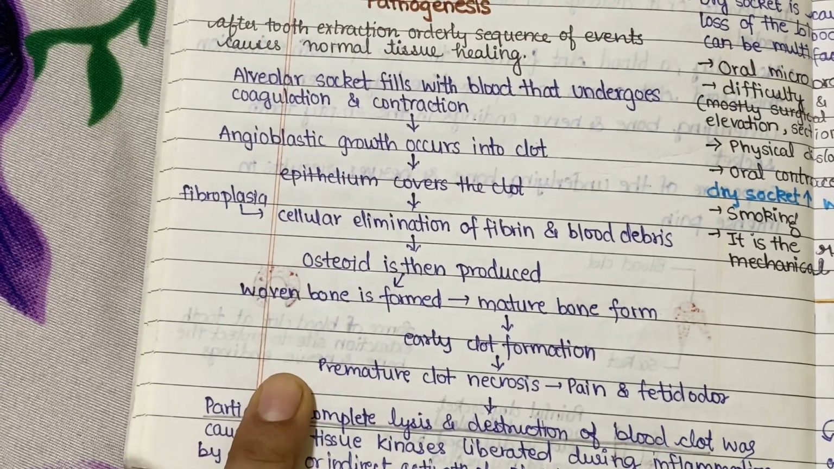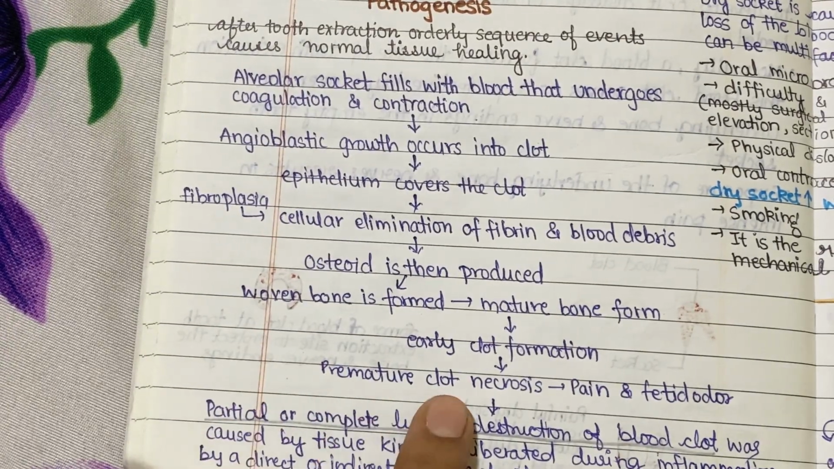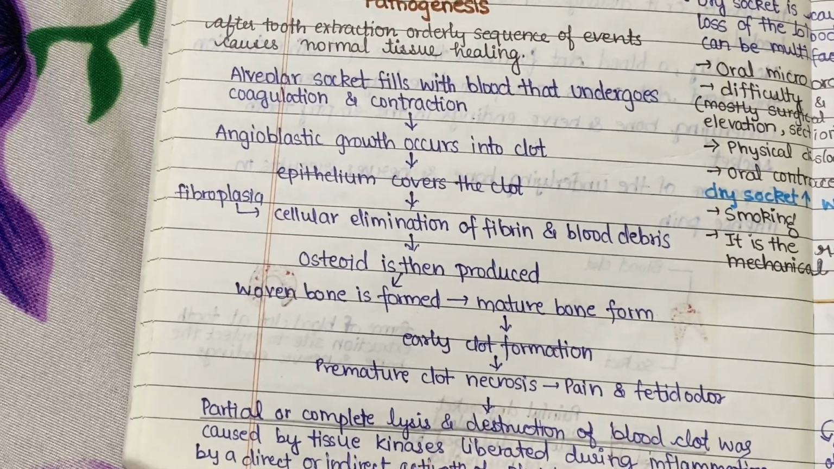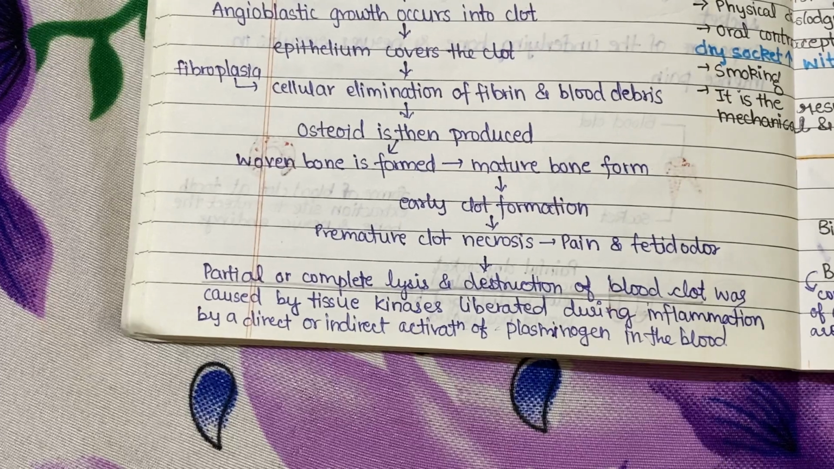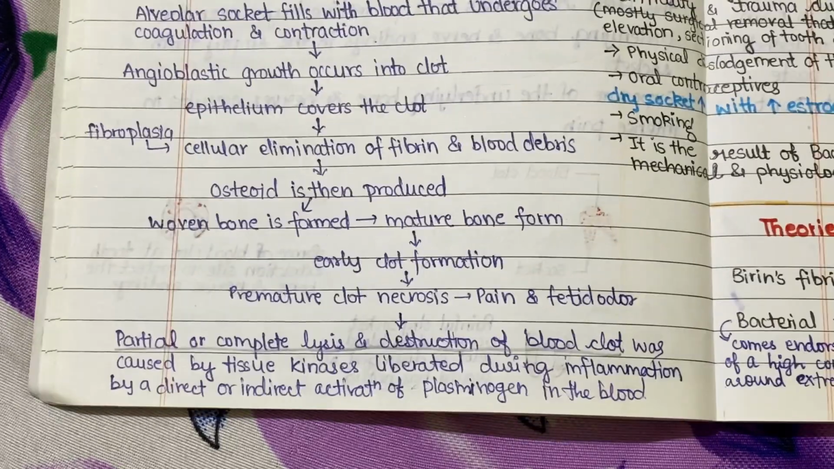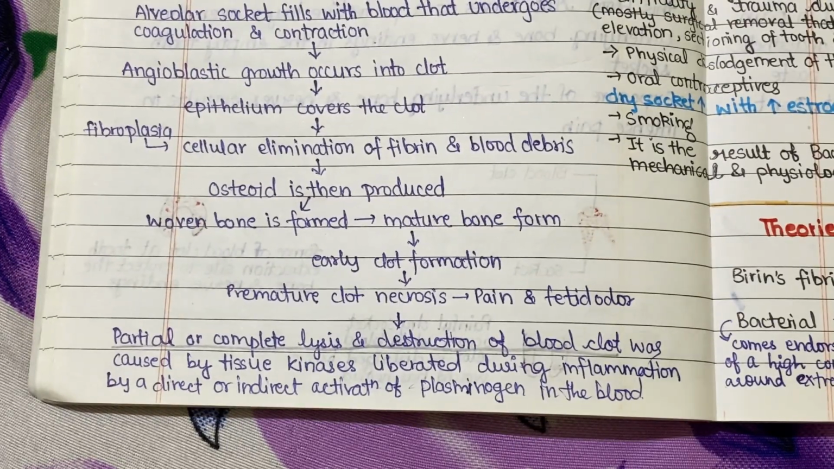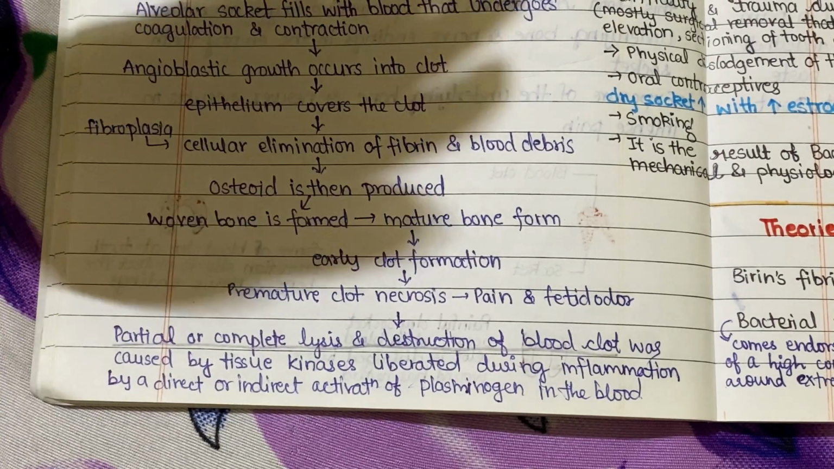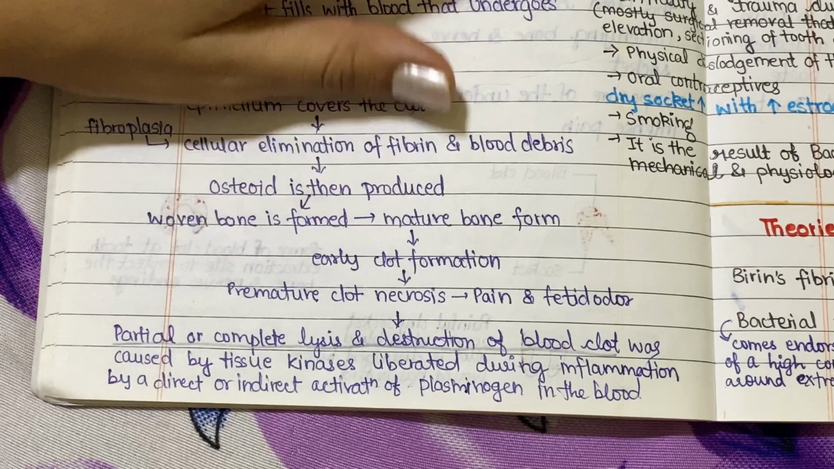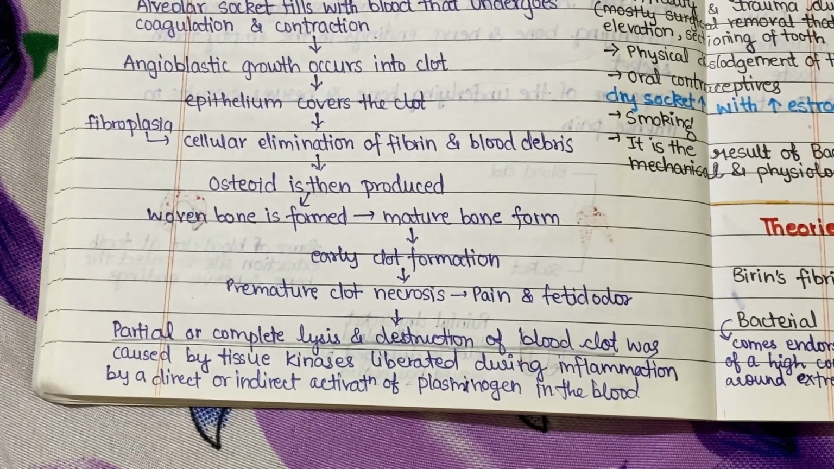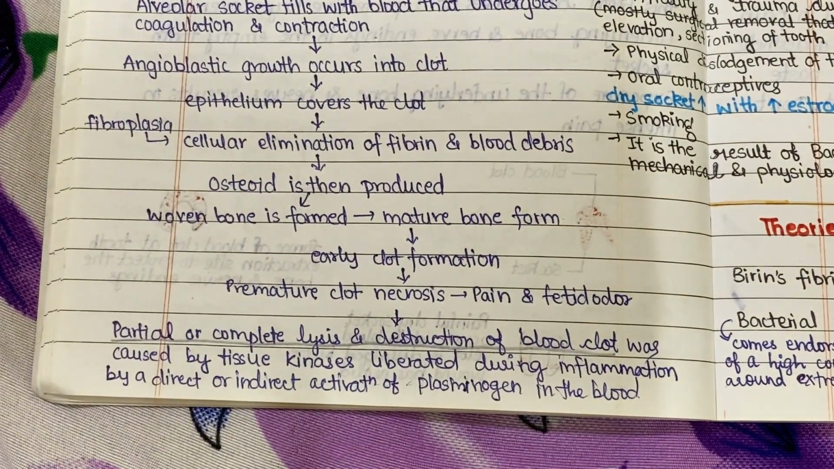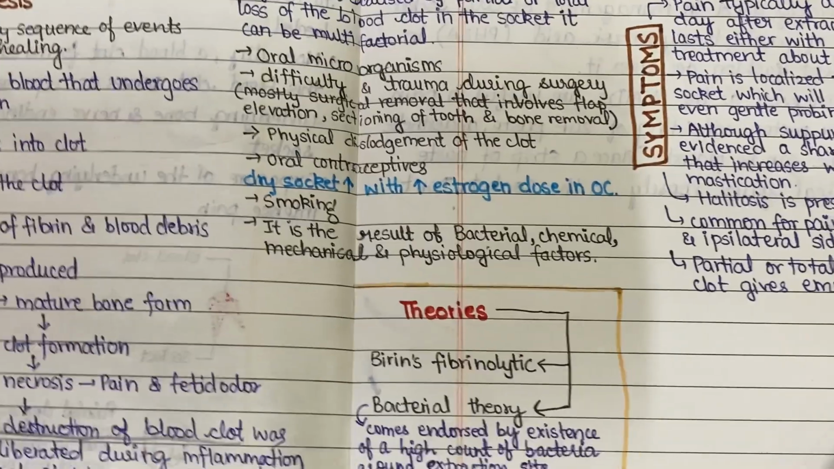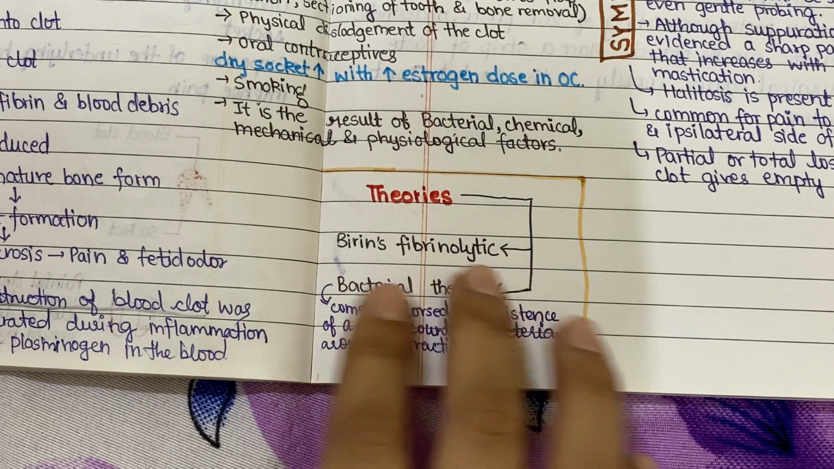This fibroplasia helps with the elimination of the fibrin, because fibrin is what dislodges the clot. Then a variable amount of osteoid, that is the bone, is produced. Then woven bone is formed, which results in mature bone formation by osteoblastic and osteoclastic activity. In some instances, you will see that the blood clot is formed early, and it is followed by premature clot necrosis, accompanied by pain and fetid odor, and that is nothing but the dry socket.